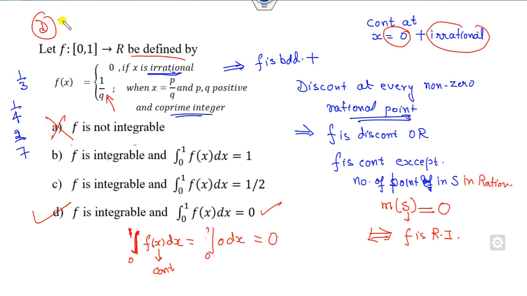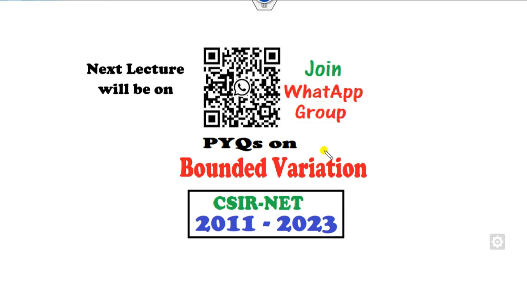So this is the way you can solve the Riemann integration question in a very simple manner, provided you understand this lecture very carefully. We will see the next lecture again with the help of shortcut tricks on bounded variation.